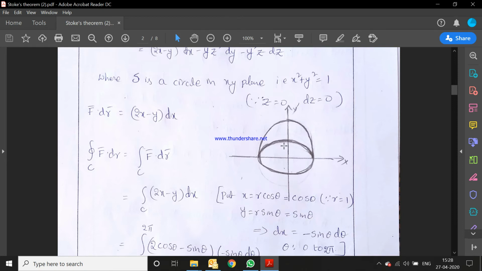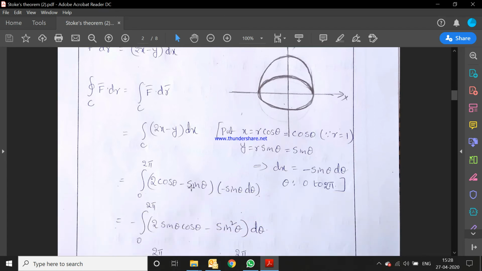The limits for theta are 0 to 2 pi, because a circle is 360 degrees, starting at 0 and ending at 360. That's why the limits are 0 to 2 pi. So now, integral 0 to 2 pi, substitute the values for x, y and dx also.